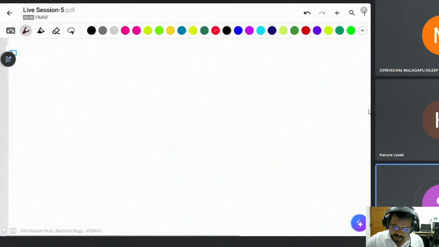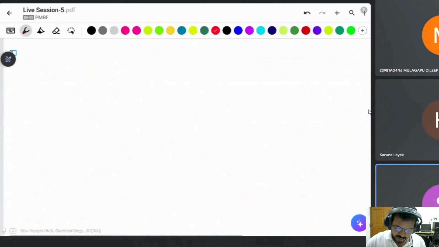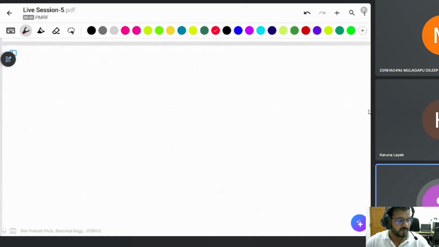After that, we start this one. Inverse Laplace transform completed. Then another thing is final value theorem and initial value theorem. Where do we apply the final value theorem and initial value theorem in Laplace transform?